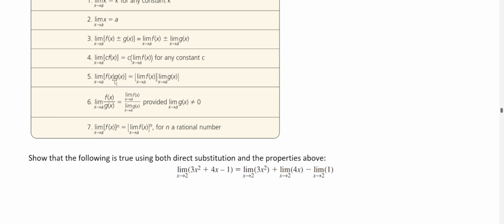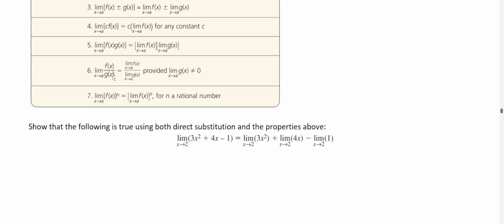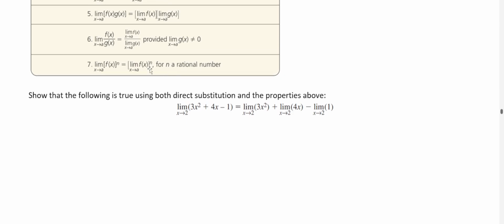If you have two functions that are multiplied by each other, you can individually find the limits and then multiply those two limits together. If you have two functions that are being divided, you can find the limit of the numerator function and then the limit of the denominator function, provided that the denominator function does not equal 0. Finally, if you have the limit of a function raised to the power of n, you can find the limit of the function and then raise that entire limit to the power of n.